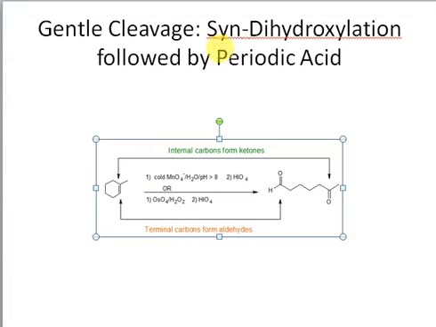Why are we calling it syn? Because the two hydroxyl groups that will be added to the double bond will be on the same side. If two groups are on the same side of a carbon-carbon single bond, such groups are called syn. Since both hydroxyl groups are on adjacent carbons and on the same side, we say that these two hydroxyl groups are syn to each other.